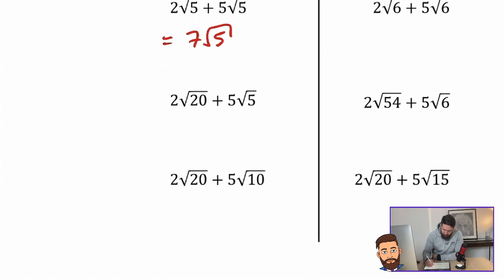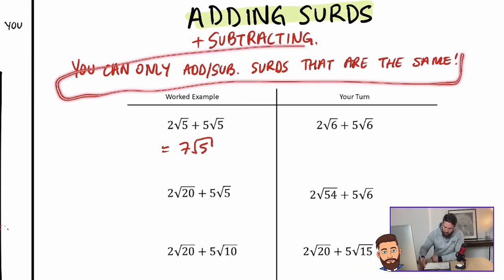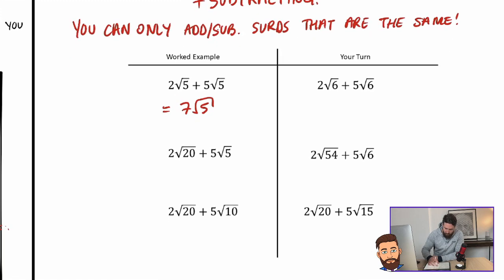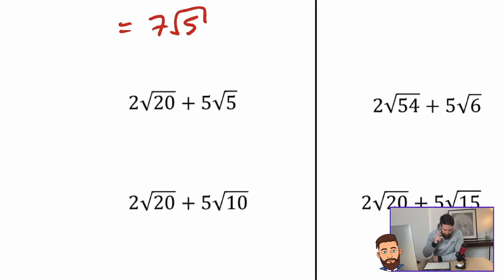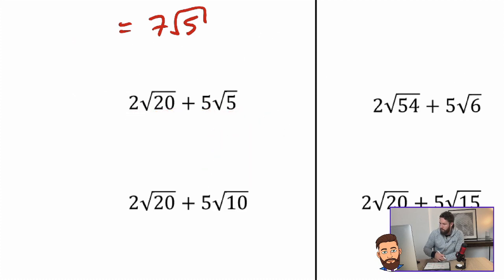Moving on to the next one. It's asking me to add 2 root 20 plus 5 root 5. Well, given the statement I made a second ago, and hopefully the one that you wrote down, they are not the same surd. One is root 20 and one is root 5. So I can't add those together. Yeah, a common mistake would be, oh, that's 7 root 25, because they add the 2 and the 5, and they add the 20 and the 5. That's wrong. You cannot do that. So we can try and manipulate the root 20 to see if we can get it down to root 5 to make them the same.